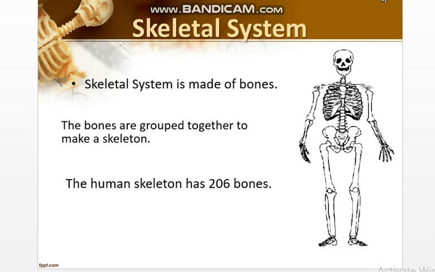What is important to know about the skeletal system is that it's made of bones. The bones are grouped together to make a skeleton. In the human body, there are 206 bones. Focus on this, 206 bones.